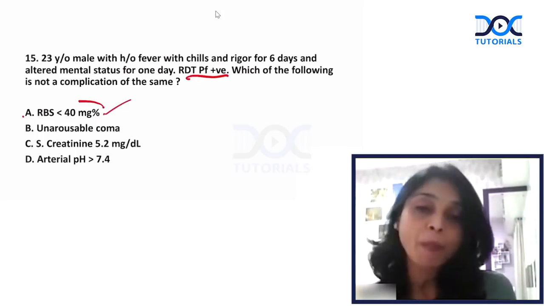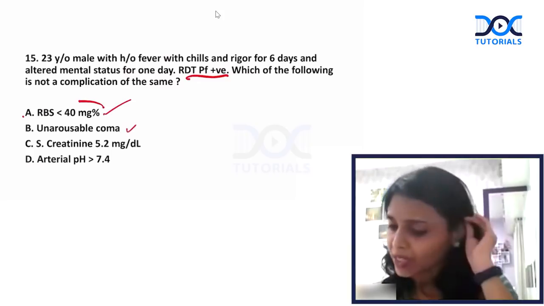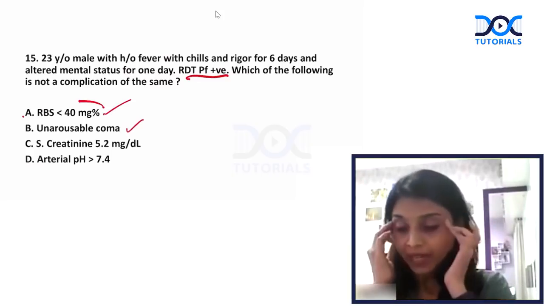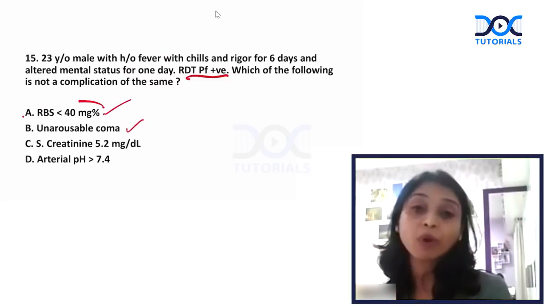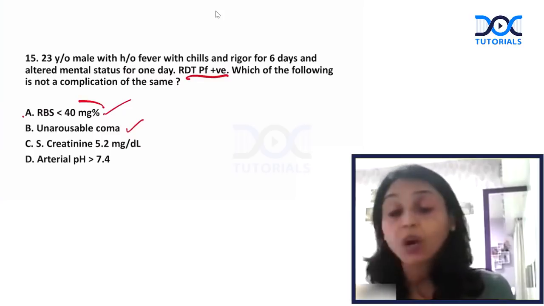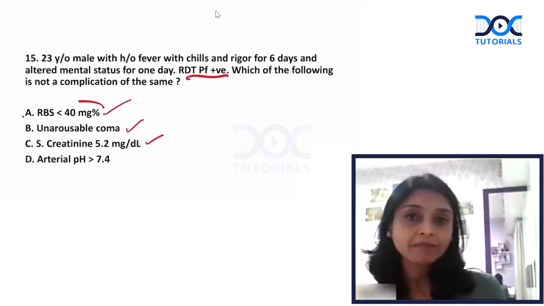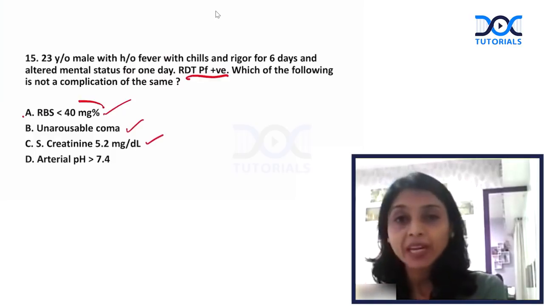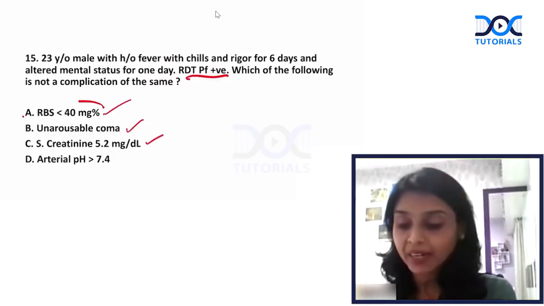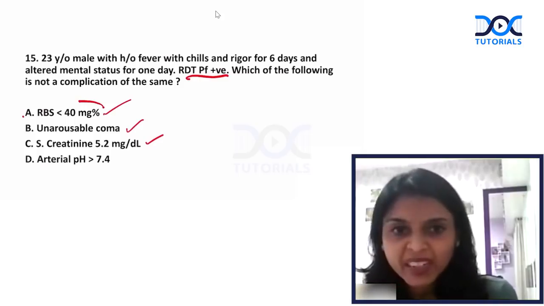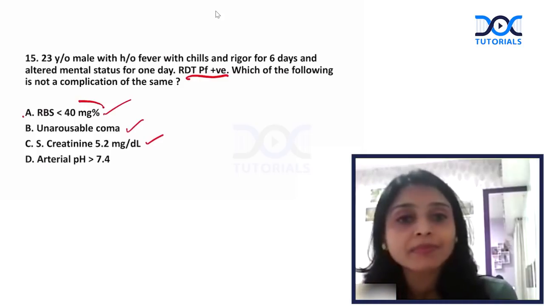Unerosible coma. Yes, the patient can go into coma. That is also something that we are expecting in cerebral malaria. Serum creatinine 5.2. That means the patient's kidneys are compromised, so again renal failure. That is expected. Now, why did you say D is wrong?